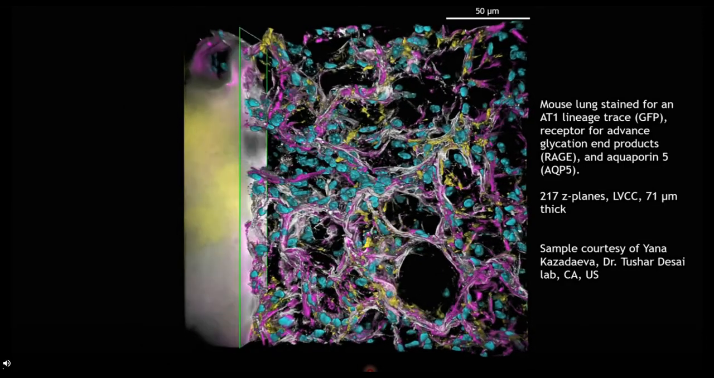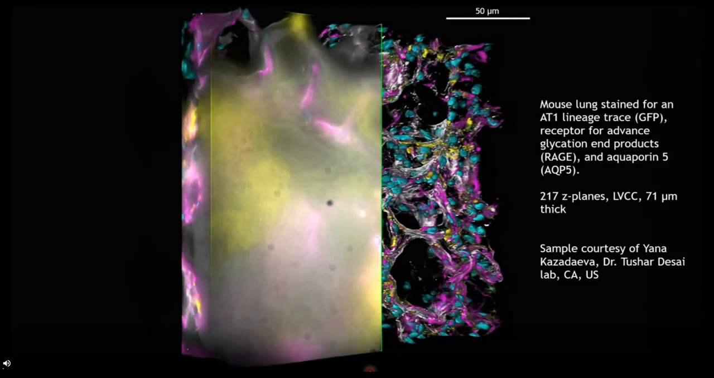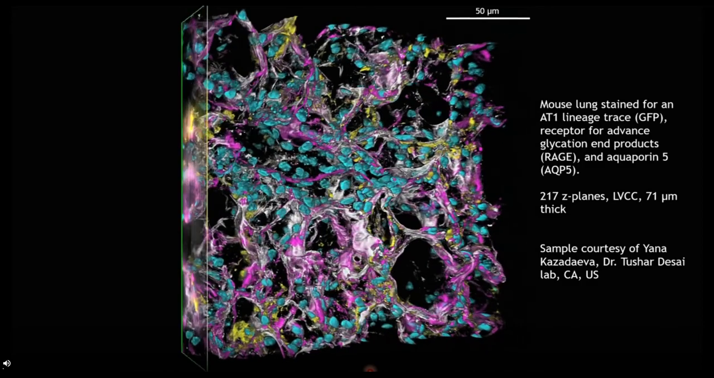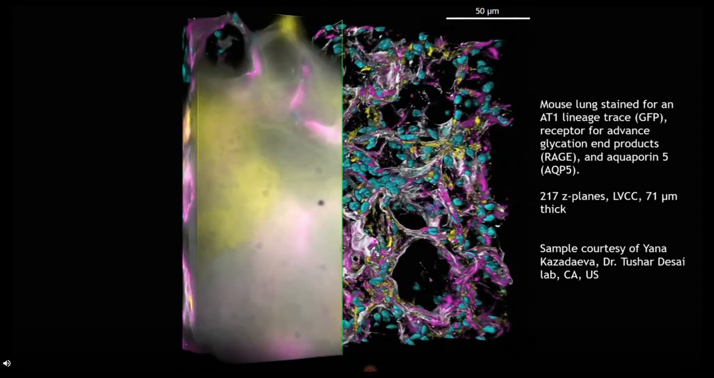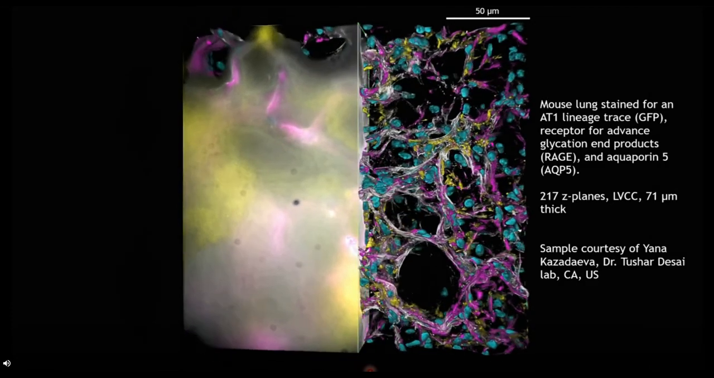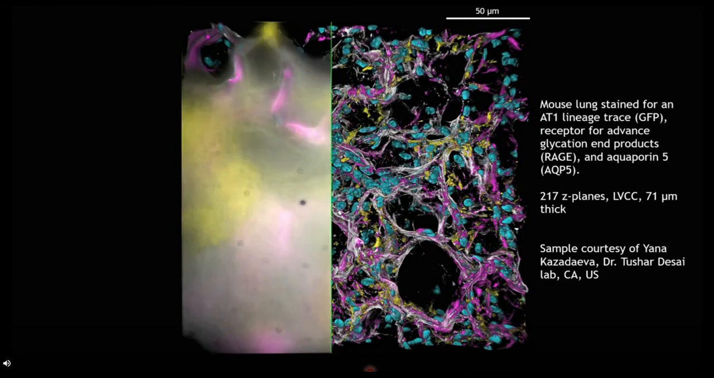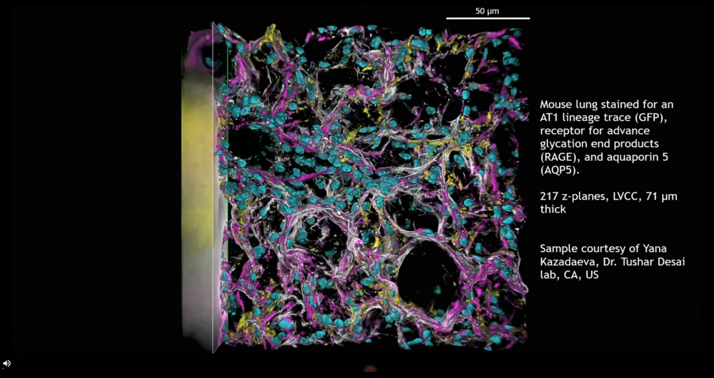Here's an image of a mouse lung stained for the AT1 lineage. This was a 70 micron thick Z-stack, also rendered in 3D. On the left-hand side is the raw dataset, and on the right-hand side is the Thunder dataset. And this was processed using large volume computational clearing, or LVCC.